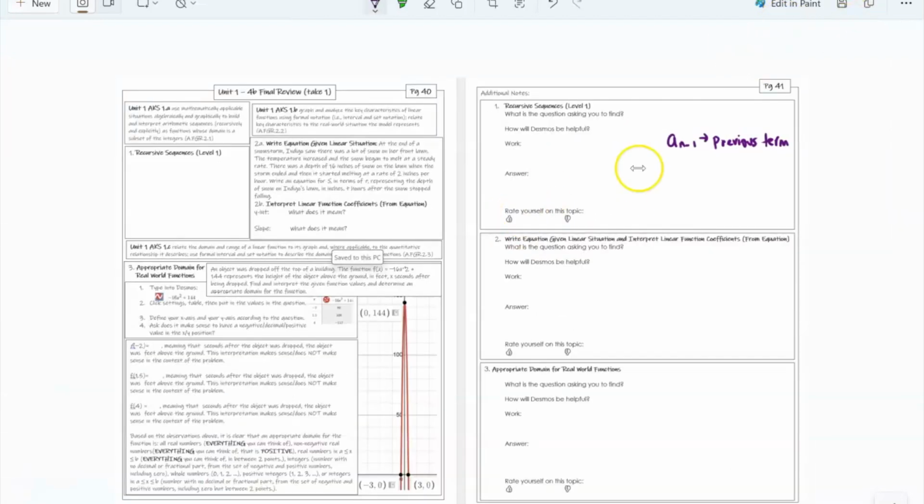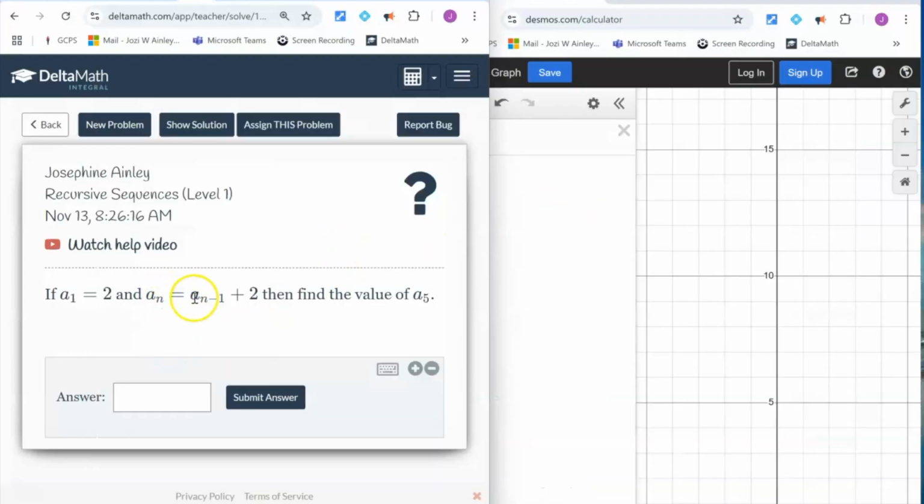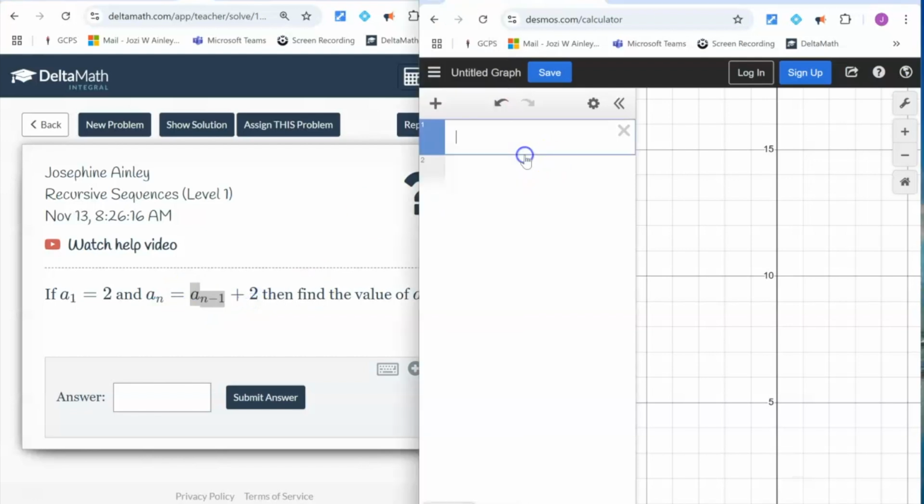So when you have the question that says a sub n minus 1, this just means the previous term. So this is the previous term, and then what are you going to do to it? I'm going to add 2. So this sentence is saying, hey, to find whatever you're looking for, take the previous term and then add 2 to it. So we're going to start with what we have.